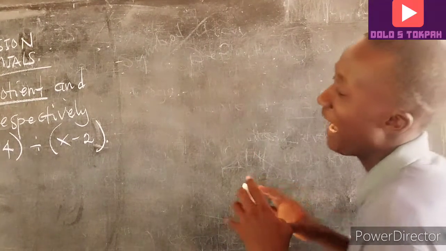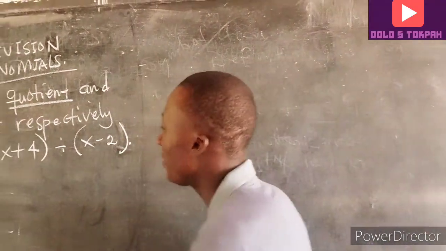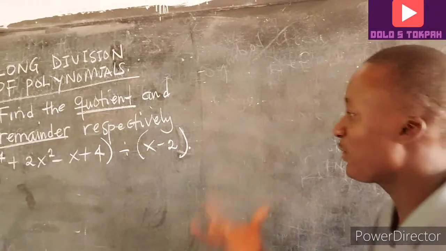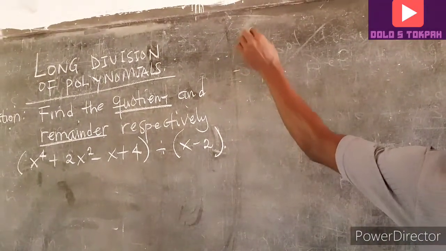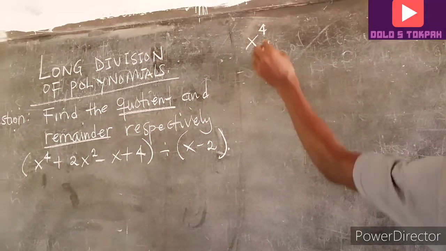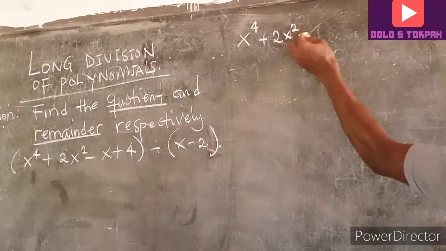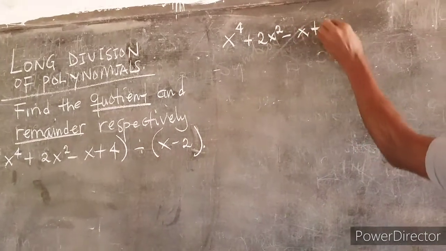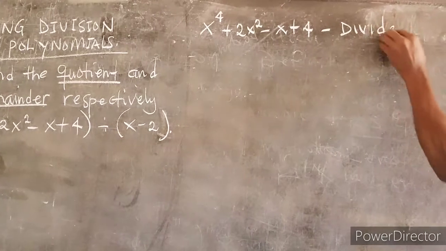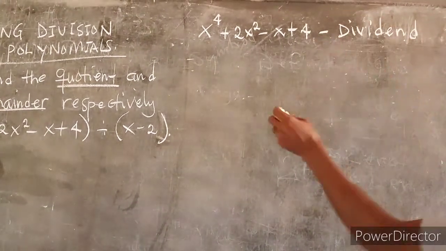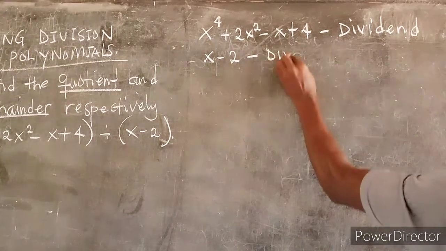Now we have to look at the problem and observe it. In doing that, I'm going to tell you that this expression, s raised to the power 4 plus 2s squared minus s plus 4, is the dividend, and s minus 2 is the divisor.